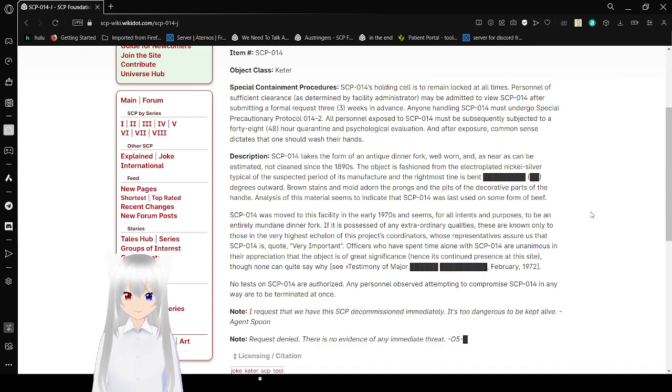Anyone handling SCP-14 must undergo special precaution, a protocol 14-2. All personnel exposed to SCP-14 must be subsequently subjected to a 48-hour quarantine and psychological evaluation. And after exposure, common sense dictates that one should wash your hands.